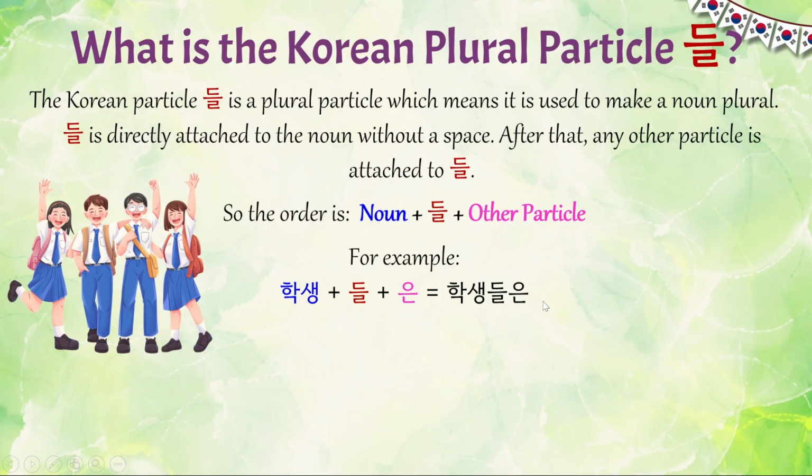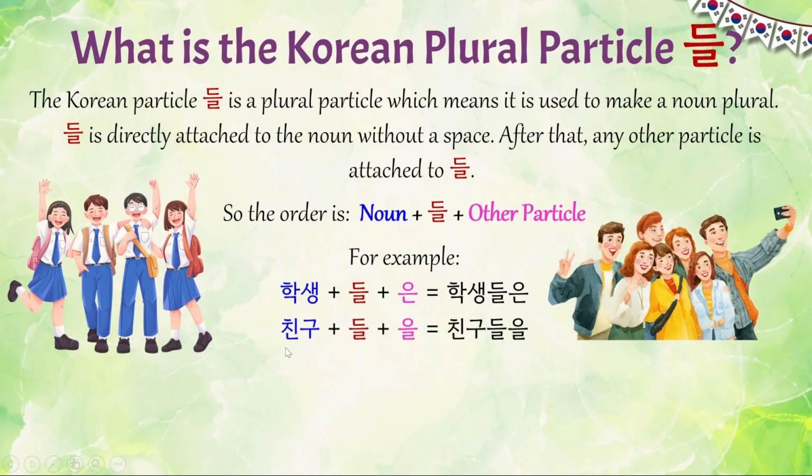학생들은. Very simple. Similarly, friend is 친구. Friends, 친구들. And when friends are the object in a sentence, you attach the object marker to 친구들. It becomes 친구들을. So this is how we use the Korean plural particle in sentences. We directly attach it to the noun and then other particles are attached to it.